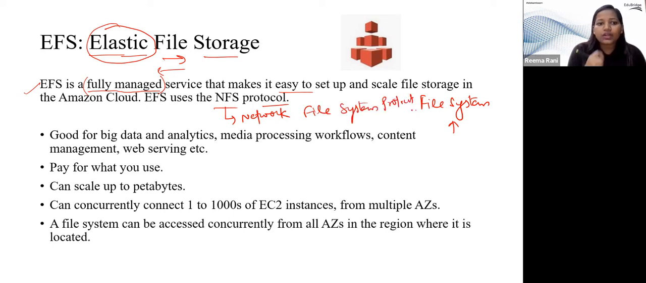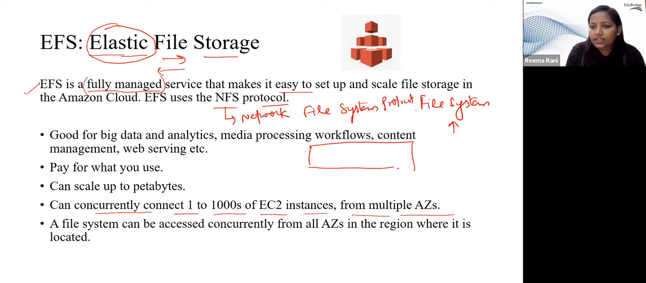Now what is the advantage? It can concurrently connect 1 to 1,000 EC2 instances from multiple AZs. Now, if I differentiate with EBS, that is attached to one system only. So it is a network storage. When I say network storage, it means it is available over the network, and any system having permission to connect with this EFS can connect and access files or store files there.